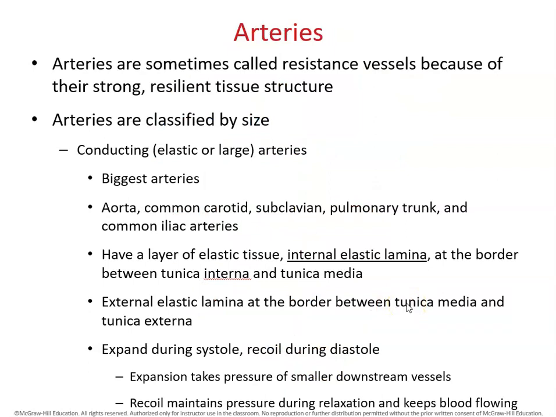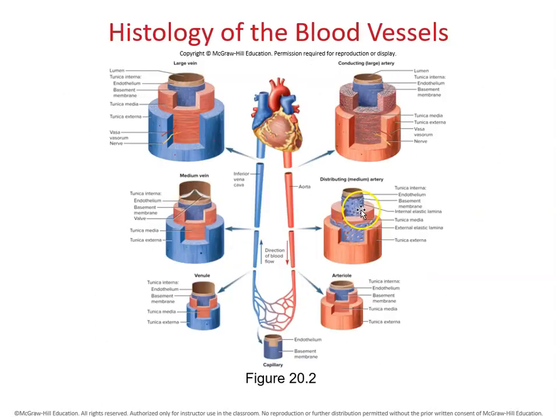Arteries are classified by size. The biggest arteries include the aorta, subclavian, pulmonary, common carotid, and common iliac arteries. Arteries have additional layers called elastic lamina. It's located between the inner and the medial layer of the tunica. So the inner elastic lamina is outside of the inner layer of tunica. Then outside of the smooth muscle, the medial layer, there's another external elastic lamina.